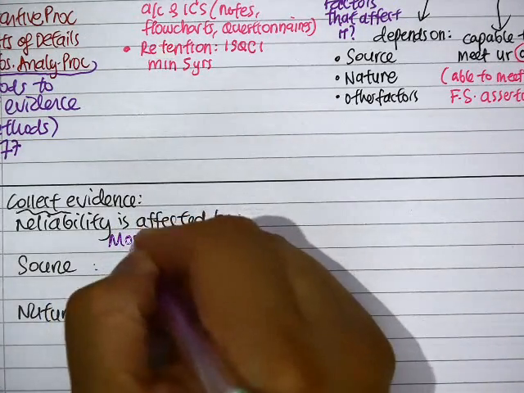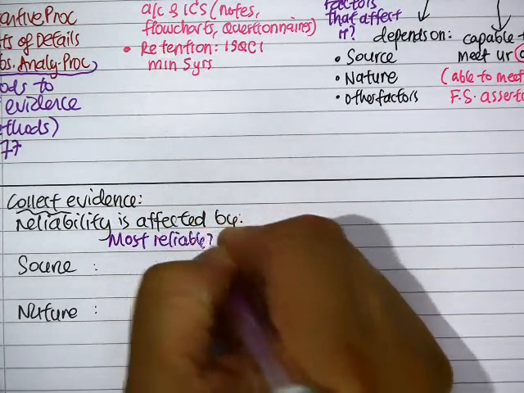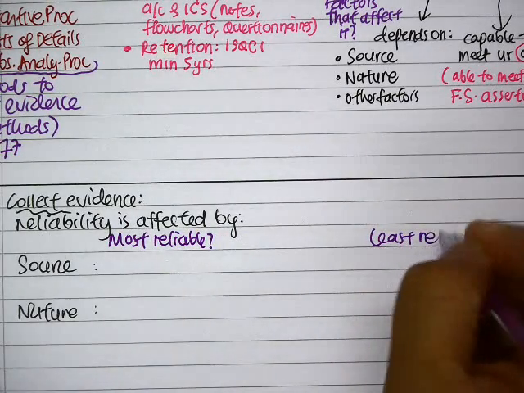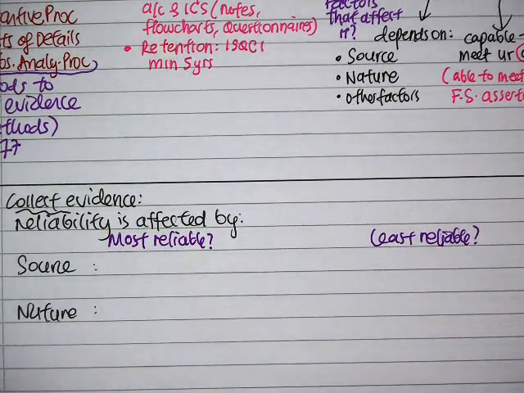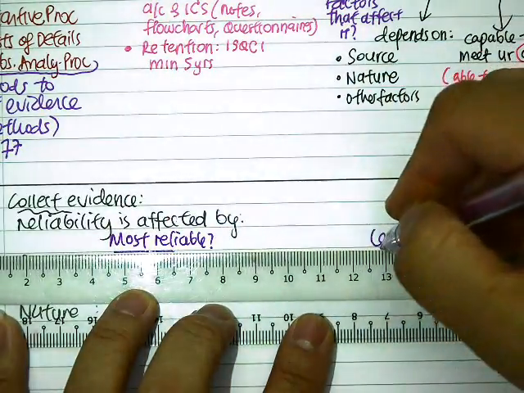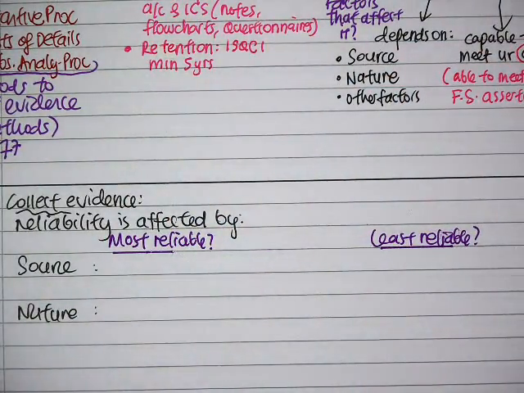Okay, what is the most reliable one? And what is the least reliable? If someone is going to tell you something, who will tell you something that you trust the most? Who in your life? Who do you trust the most? Who do you trust?